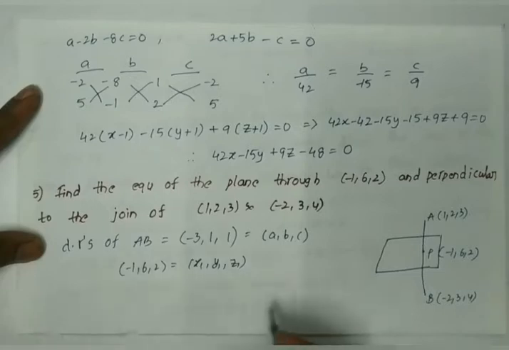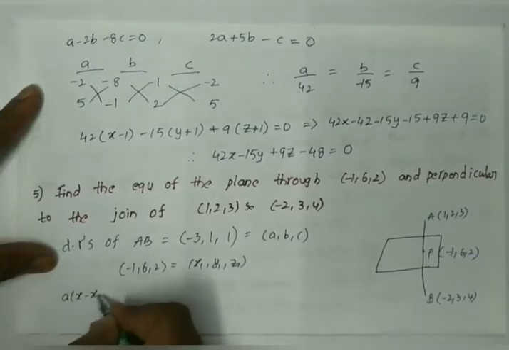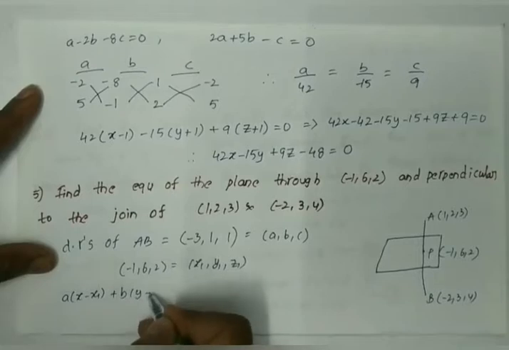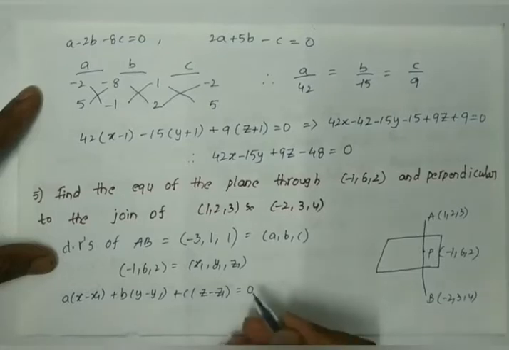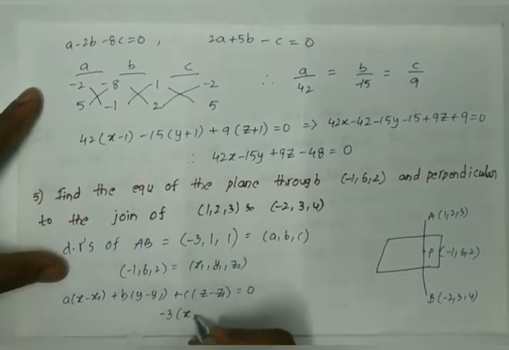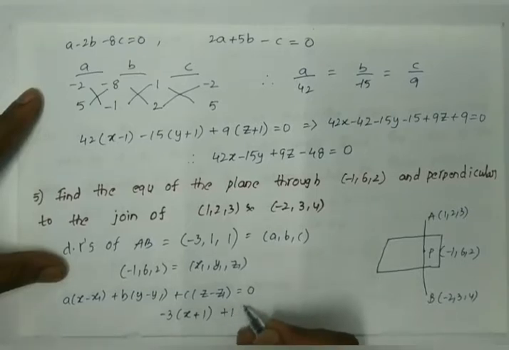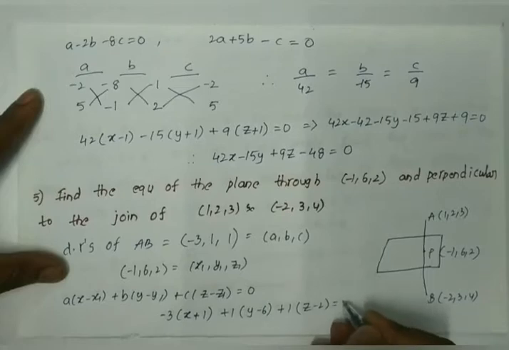So the equation of the plane passing through the point x1, y1, z1 and having direction ratios a, b, c is given by a into x minus x1 plus b into y minus y1 plus c into z minus z1 is equal to 0. Now let us substitute all these values here. We get a is nothing but -3, x minus x1 is nothing but x plus 1, plus b is nothing but 1, y minus y1 is nothing but y minus 6, plus c is nothing but 1, z minus z1 is nothing but z minus 2, is equal to 0.